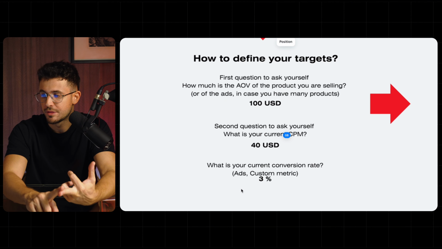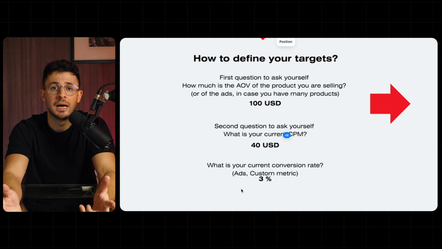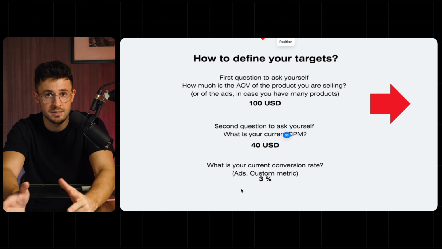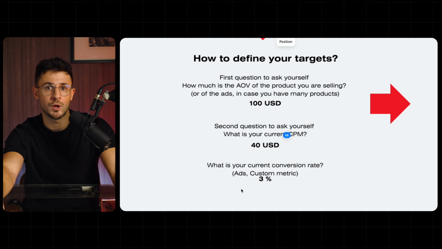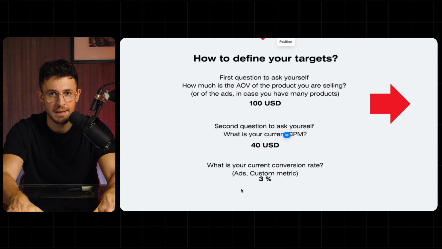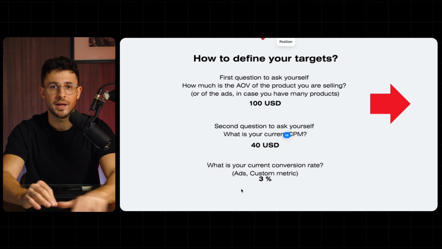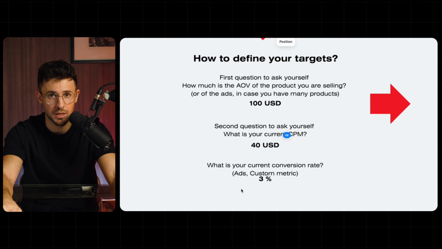And then the third is the conversion rate, which at the end of the day really depends on how the ads target, because sometimes the ads manage to target a better audience and you also get a better conversion rate. So you should take just an average of what you usually see over a 30-90 day period directly inside your ad account.